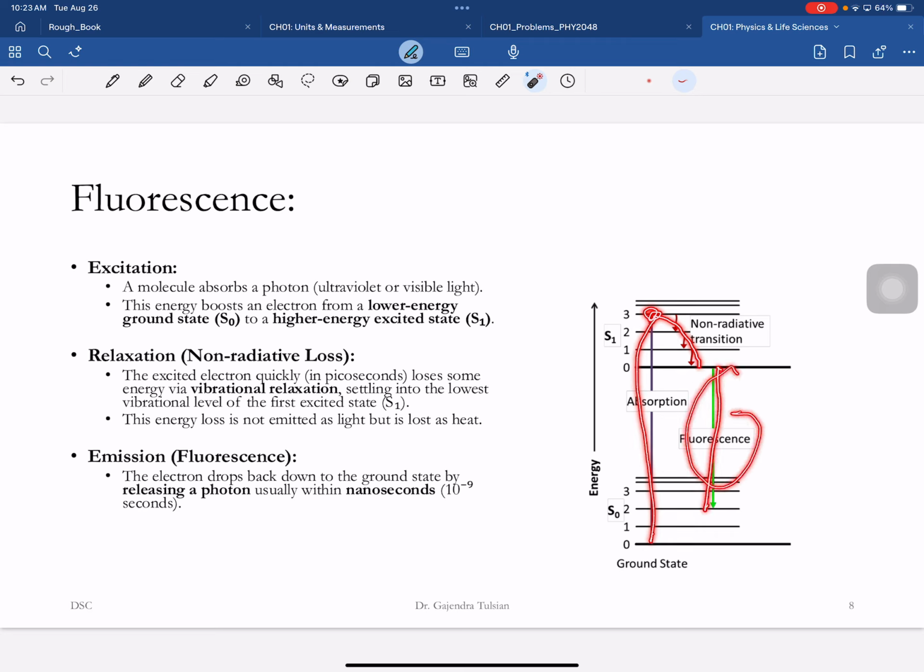So you will see images like this. You can tag one molecule with green fluorescent protein. You can tag another molecule with red fluorescent protein. All kinds of stuff. Okay, so that's how those images are taken.